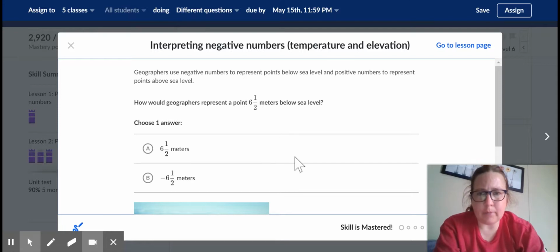Okay, so today we're going to go over interpreting negative numbers, and we'll do 4 examples.